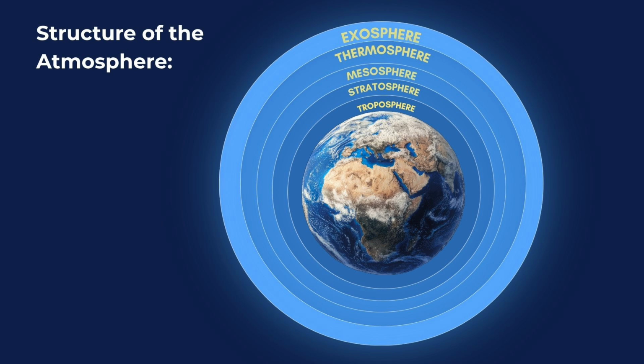So this table shows the different layers of the atmosphere and their functions. The troposphere is the lowest layer where we live and where weather occurs. The stratosphere contains the ozone layer that protects us from UV rays. The mesosphere is where meteors burn up, while the thermosphere is a very hot layer where auroras happen and some satellites orbit. Lastly, the exosphere is the outermost layer that gradually transitions into space. This helps us better understand how each layer contributes to Earth's protection and environment.